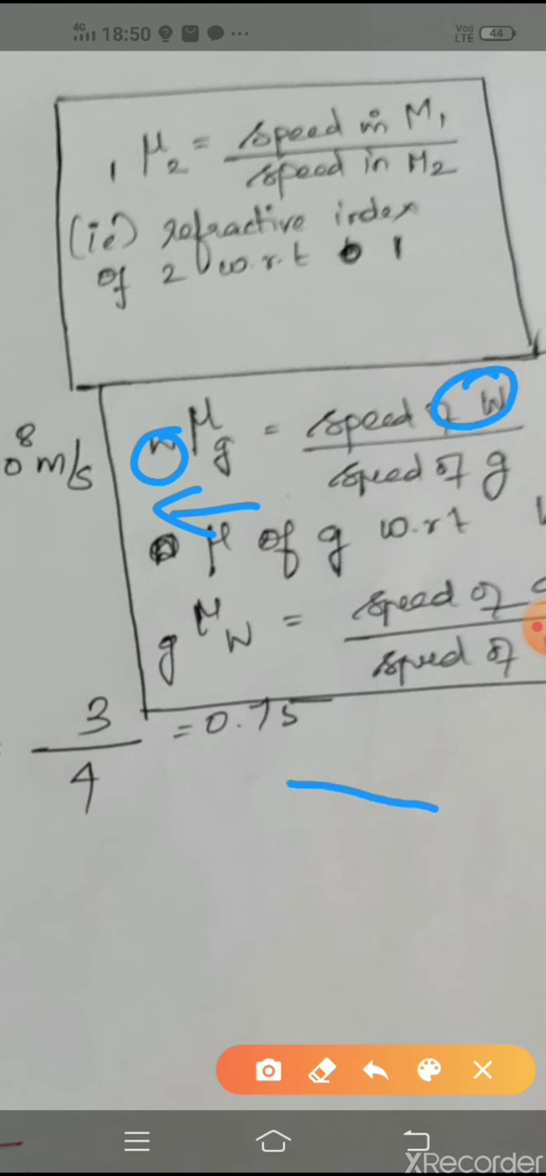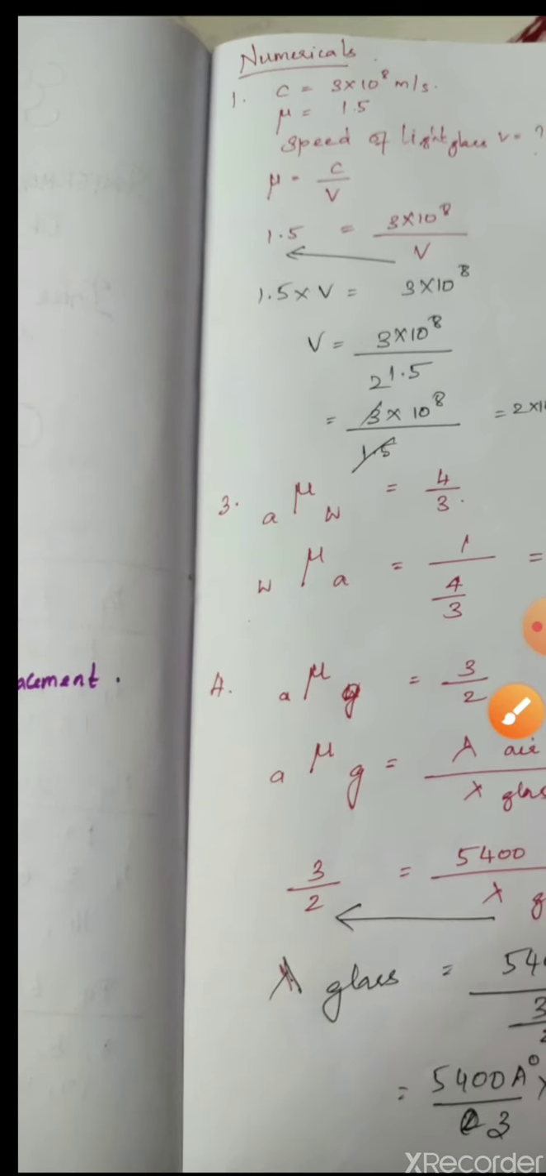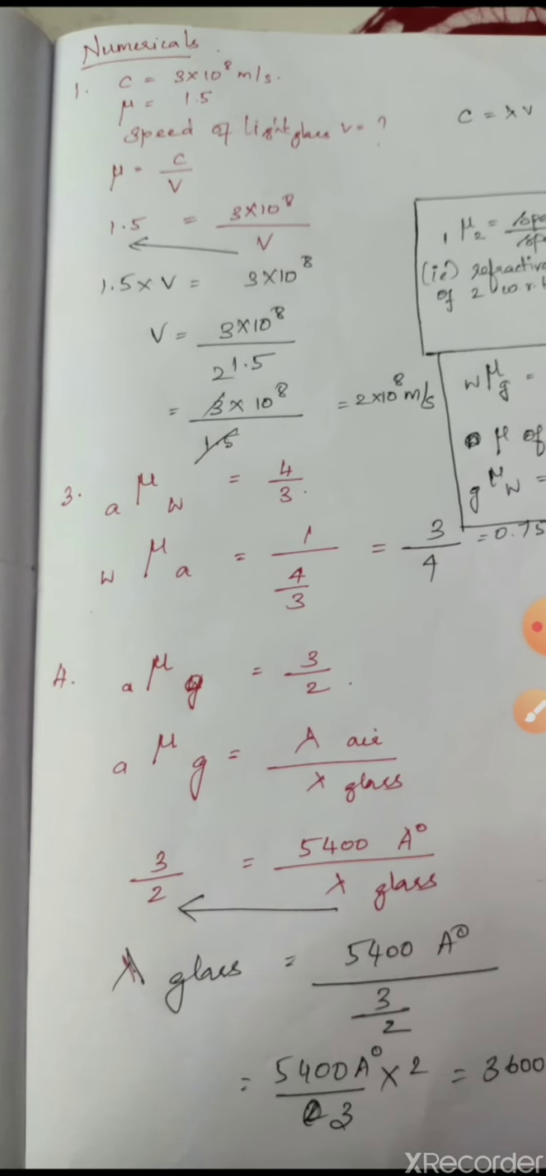Now look at the next formula. Mu GW, which means again go in a reverse manner. What does it mean? Refractive index of water with respect to glass, and your formula is speed of G divided by speed of W.